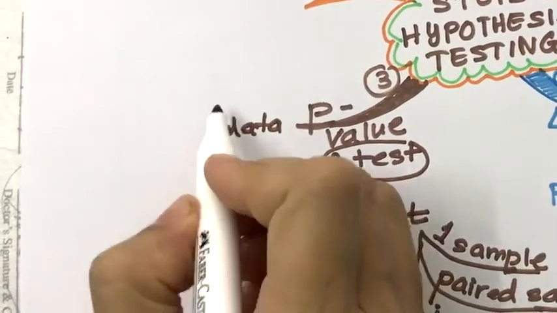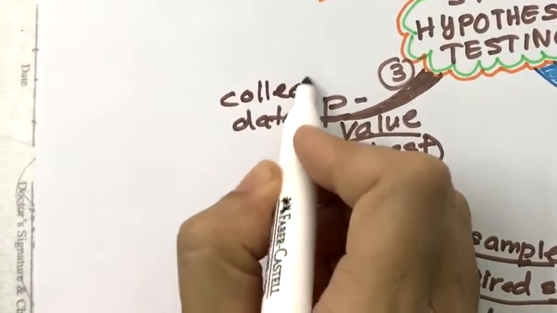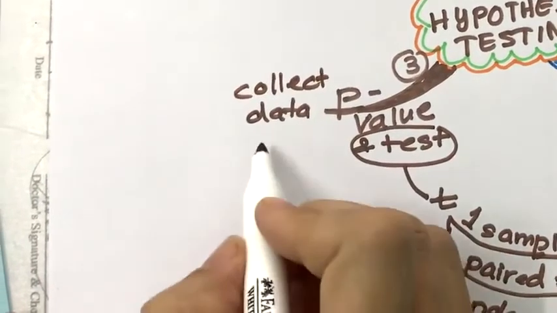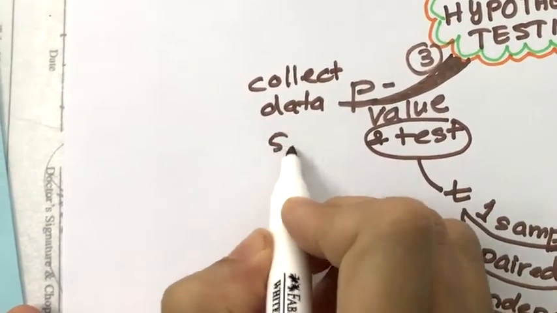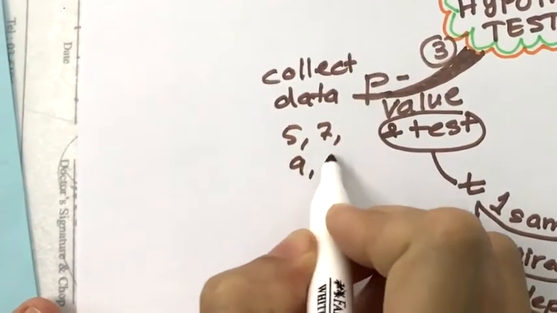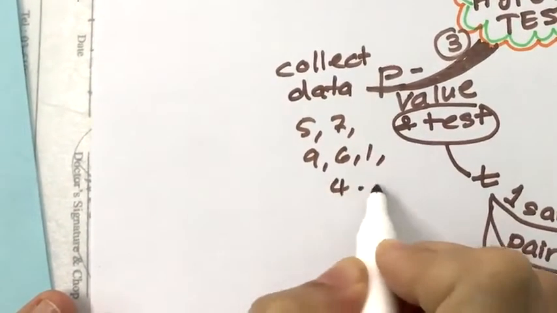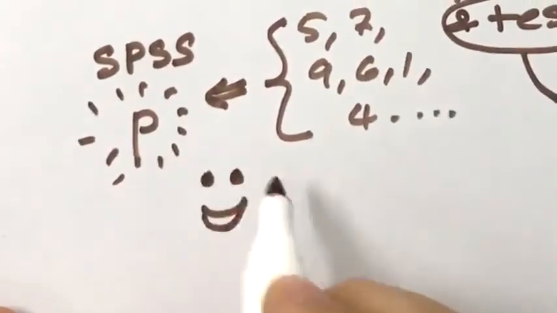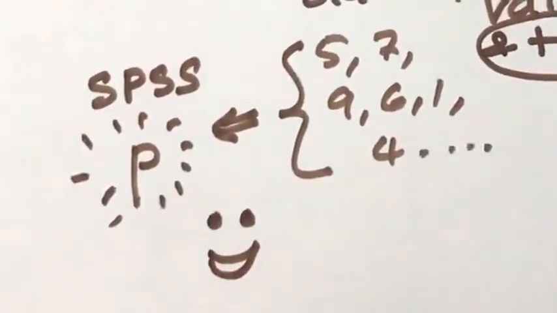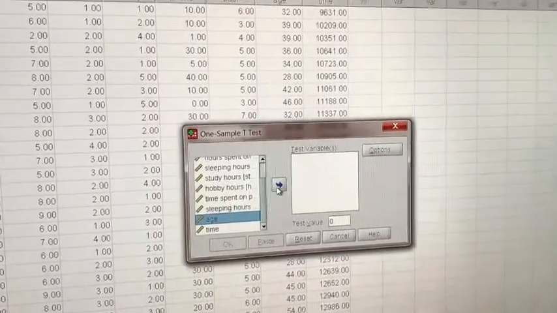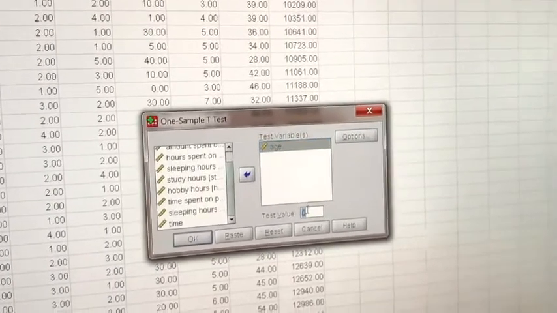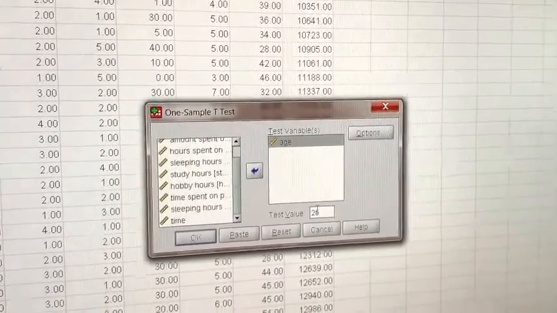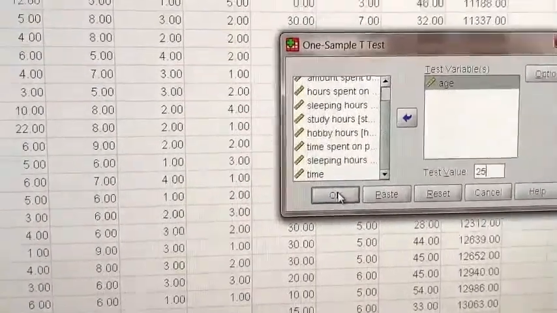Okay, the p-value is obtained using the data from the sample that you collect. You will key in the data into SPSS, maybe 5, 7, 9, 6, 1, 4, and so on. And once everything is correctly checked, press OK and voila, the p-value will appear, just like that. We will not be discussing the detail about the calculation for the p-value, because in your case, the value will be processed entirely using SPSS. You don't have to know the formula, right?